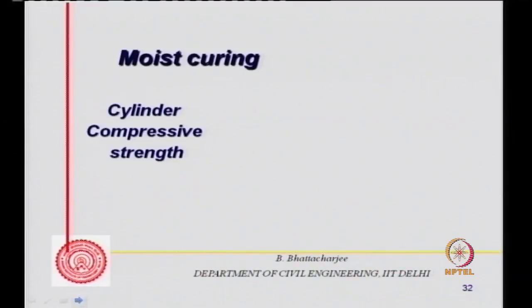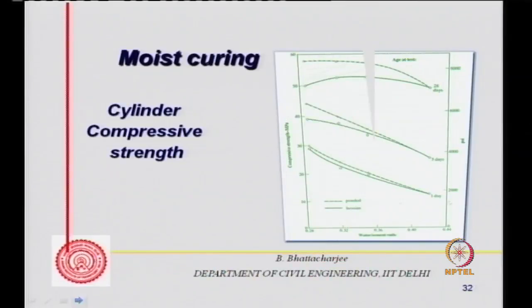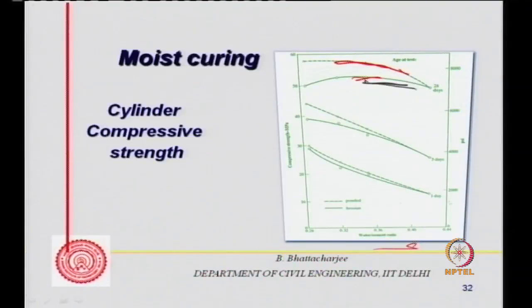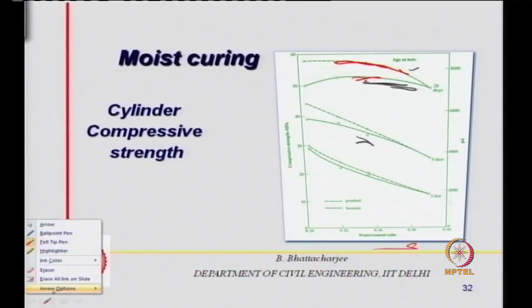Moist curing: if you see compressive strength, you can compare it at 28 days, where this side is for different water cement ratio. The comparison is ponded and Hessian. This high one is ponded. This is Hessian cloth, somewhere here. Ponded is there. So ponding does a good job.